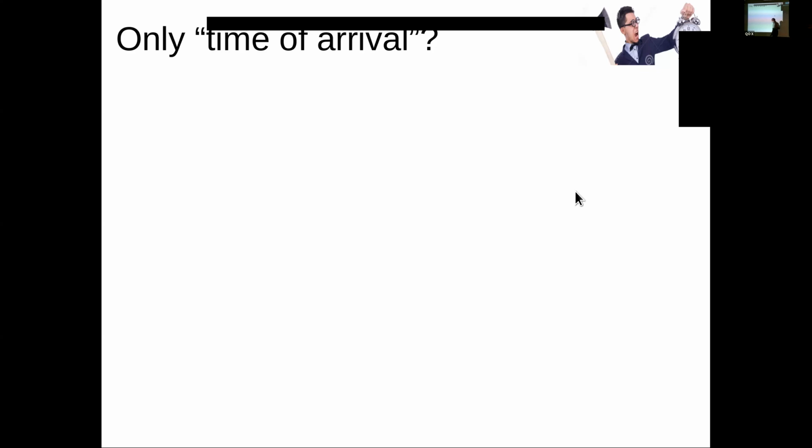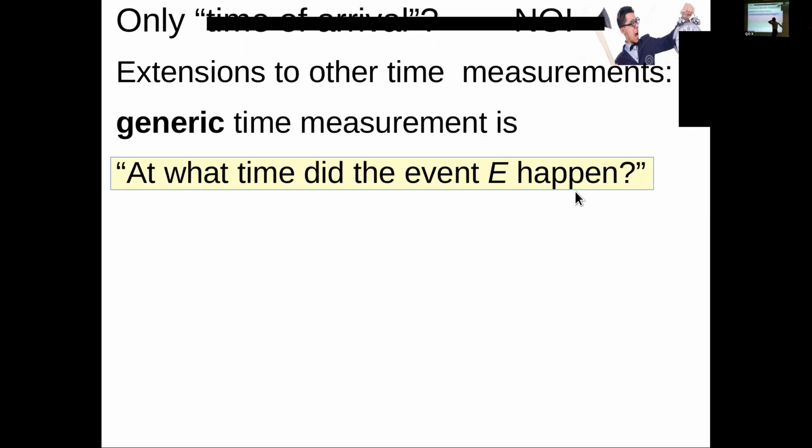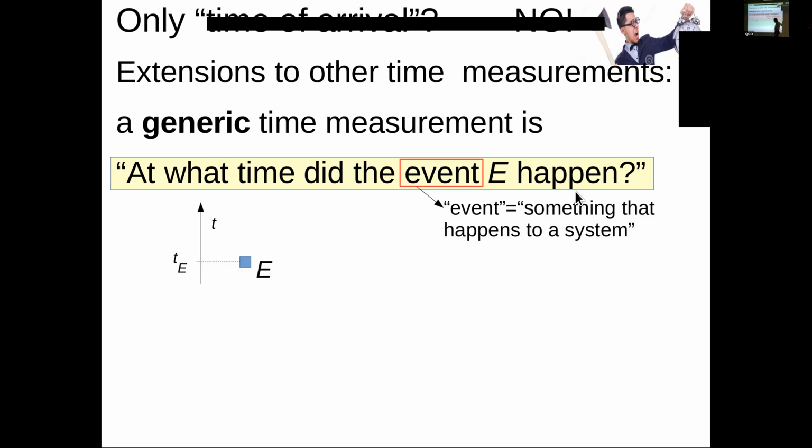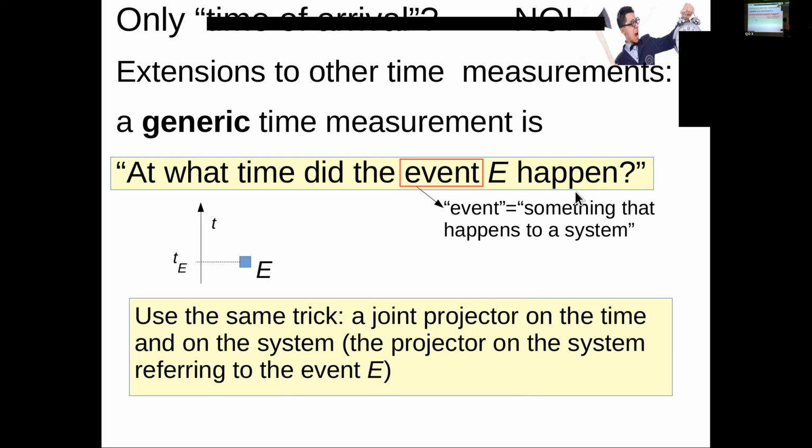And one thing that's very nice about this proposal is that this is not limited to the time of arrival of a particle at a position, which is the prototypical problem that people analyze. It's very easy to extend the same identical construction to measure the time at which a generic event happens. Okay, so we want to know the quantum prediction of at what time some event E happened. What do I mean by event? This is a tricky question. It's worth a whole talk just to define what I mean by event. In quantum mechanics, that's non-trivial. But for now, let me just say it's something that happens to a system. It means that the system acquires some value of some property.